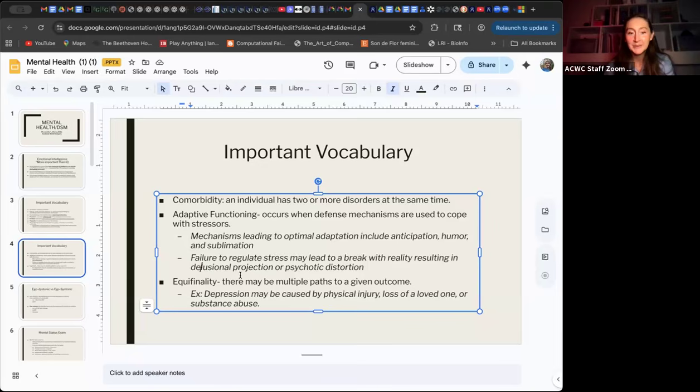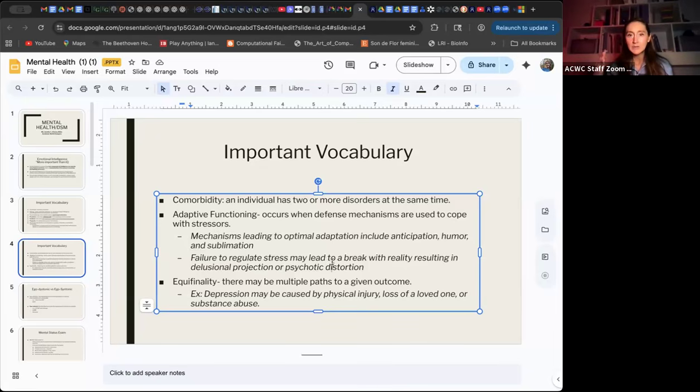That was perfectly explained. The next one here: failure to regulate stress may lead to a break with reality. This is an important note because sometimes if we think of psychotic symptoms, we might instantly, in a section 4 question, go to schizophrenia, or to somebody having psychotic symptoms in a manic state with bipolar 1. This is making a note that somebody can be having psychotic distortions or even delusional projections. See here, there's no mention of schizophrenia, no mention of mania going on. Just a failure to regulate the stress.